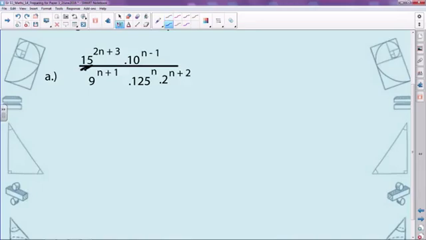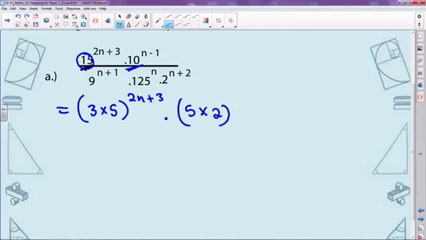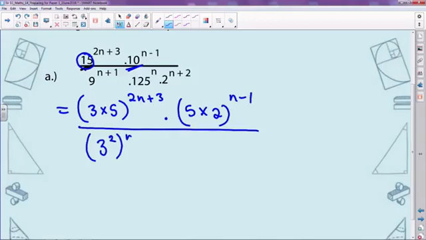So now what you do is, the 15 is 3 times 5, guys. But this is all to exponent 2n plus 3. Times a 10, which is 5 times 2, to n minus 1. Divide by a 9, which is 3 times 3, to n plus 1, times 125. It's 5 times 5 times 5, which is 5 to 3n, times 2 to exponent n plus 2.